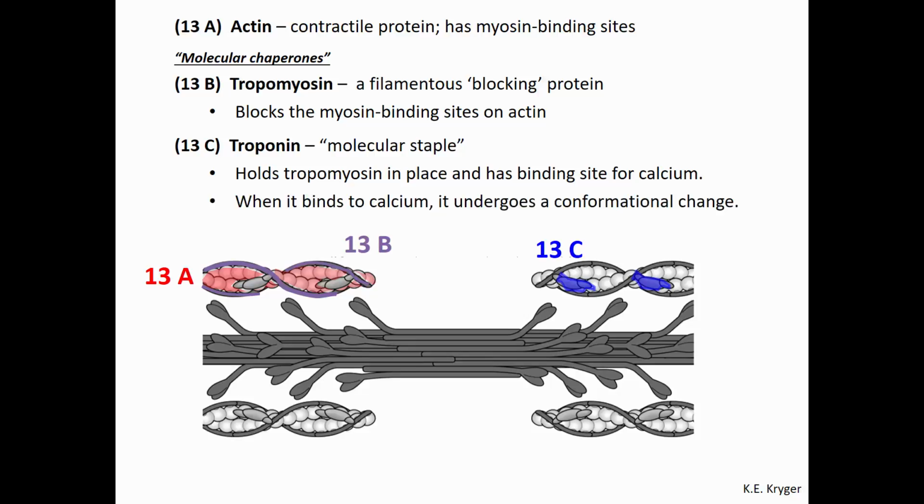So when troponin binds to calcium, it undergoes a conformational change. Conformational just means shape change. And because troponin is holding on to tropomyosin, if troponin undergoes a shape change, it pulls tropomyosin with it. Right? Tropomyosin, again, it's just lazy. It's just laying there. But if troponin moves, it's hanging on to tropomyosin, it's just like moving a really thick rope out of the way.